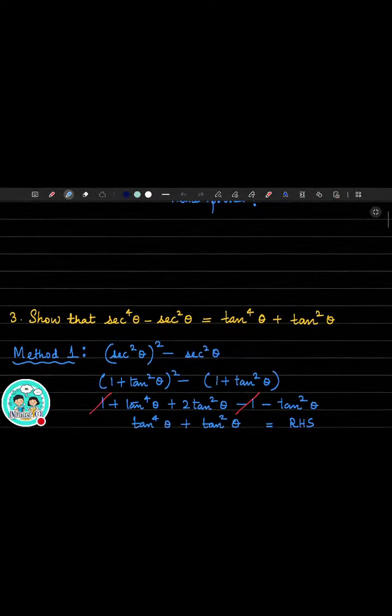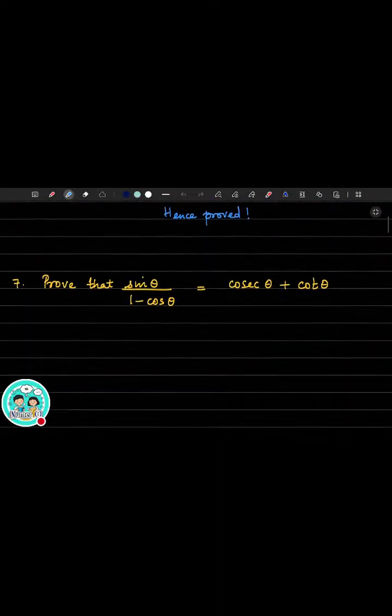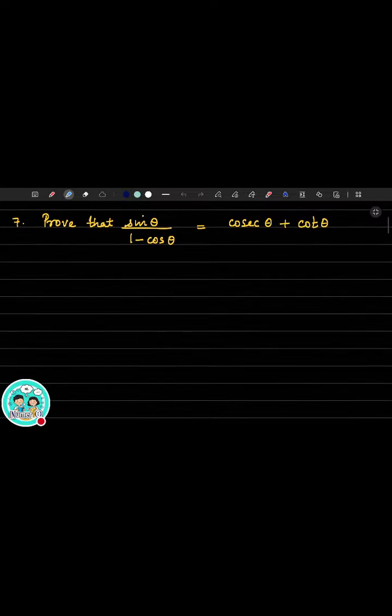Okay, so welcome to today's live, and let's do some problems related to trigonometry. So here is the question for the day. You have to prove that sine theta divided by 1 minus cos theta is equal to cosecant theta plus cot theta. So you can try it and let me know if you are able to do it.